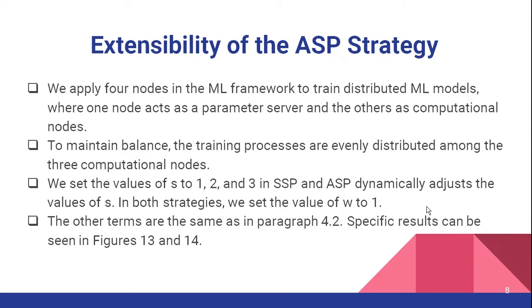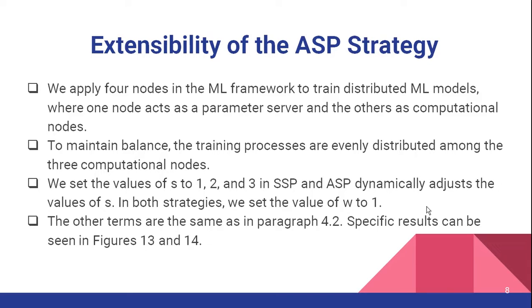Extensibility of the ASP strategy. Our group applied the framework with 4 nodes to a distributed ML model. There is one node as the parameter server and the others as computational nodes. To maintain balance, the training process is evenly distributed among the three computational nodes, and the value of s is set to 1, 2 and 3 in SSP, and ASP dynamically adjusts the value of s in both strategies.